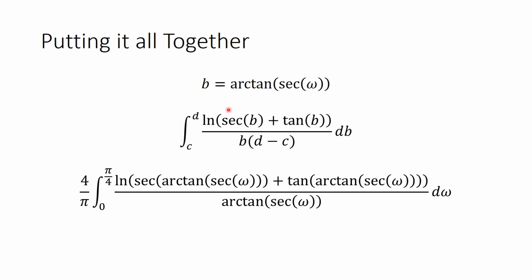So I'm just plugging in b here. So we're getting secant of arctan of secant of omega plus tangent of arctan of secant of omega, all over b, which is arctan of secant of omega, d omega now from 0 to pi over 4, a definite integral there. And d minus c, c is just 0, so it's just over d. So it's over pi over 4, which is 4 over pi, which I can just take out of the integral because that's a constant.